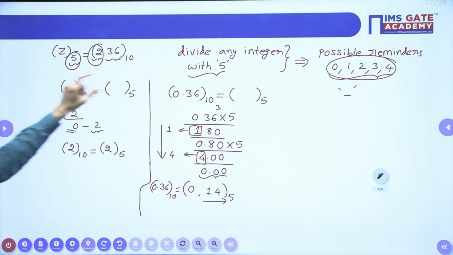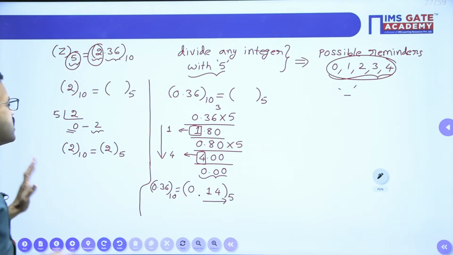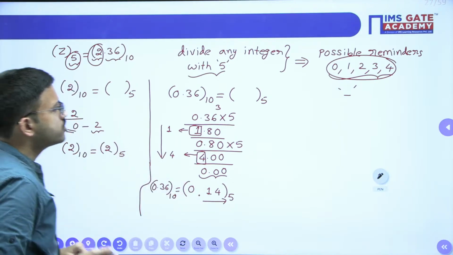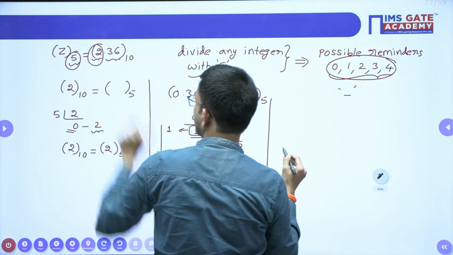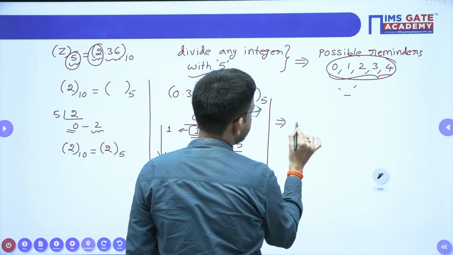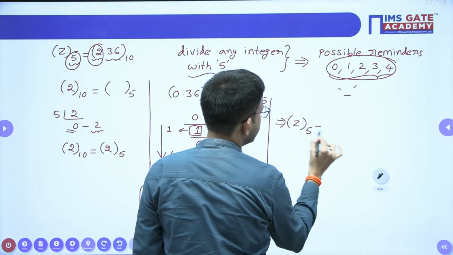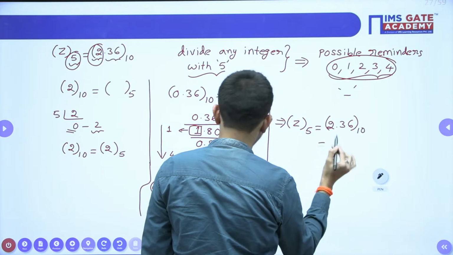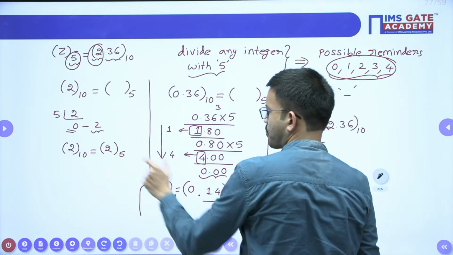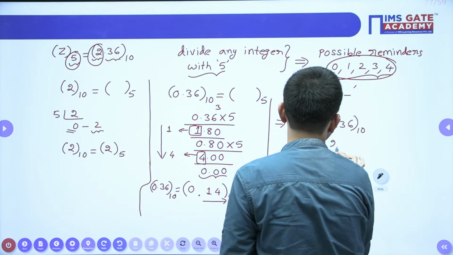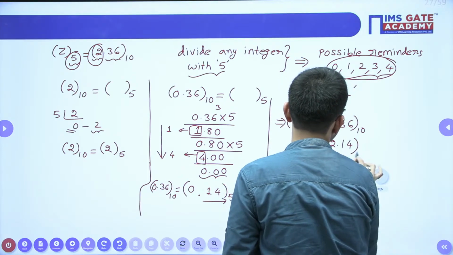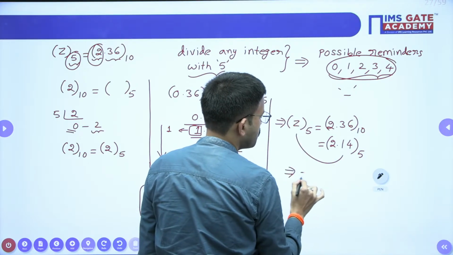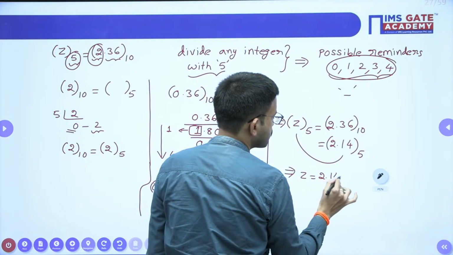So 2 plus 0.36 is nothing but 2.36. In the same way, regarding base 5 numbers, if you add the integer part and fraction part, what are you going to get? So we got Z base 5, which is nothing but 2.36 base 10. When you have converted that, what are you going to get? You will get 2.14 in base 5 number system. So that means Z is nothing but 2.14.